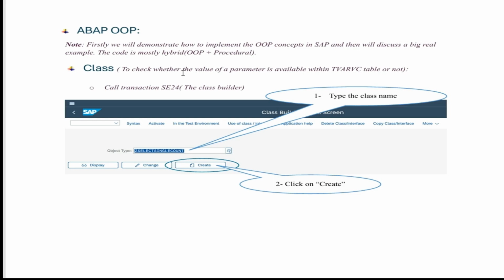Class. Now we are going to build a class to check if the parameter in the TVARVC table or the parameters table is available or not. We are going to start with the transaction SE24, the class builder. So we type here the class name, and then we click on create.